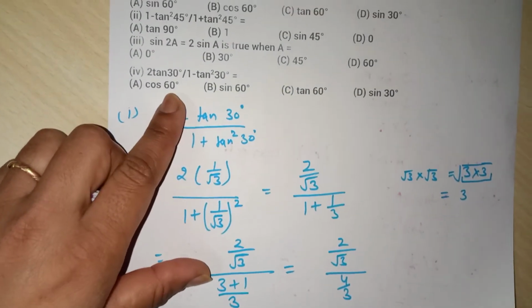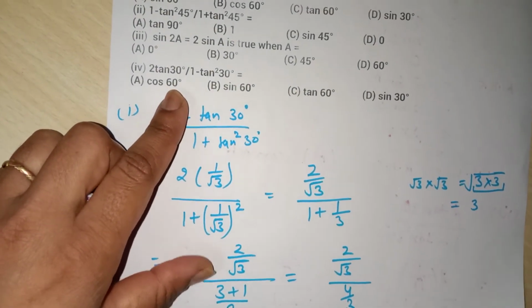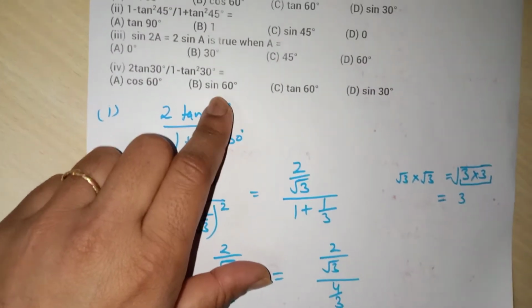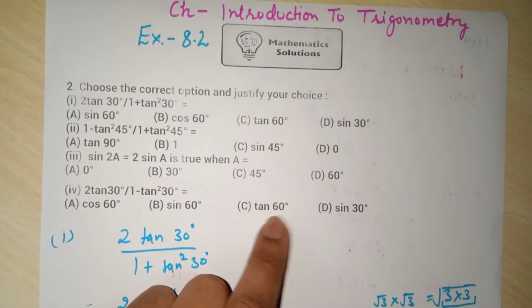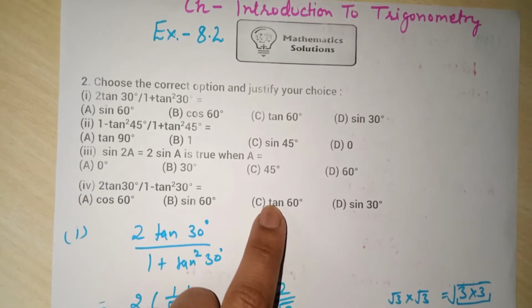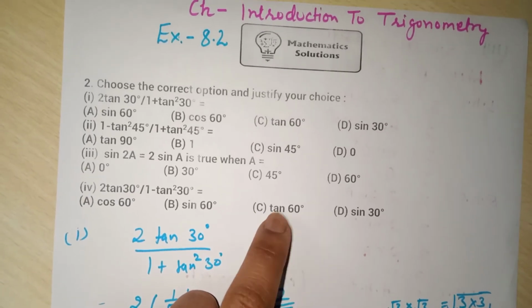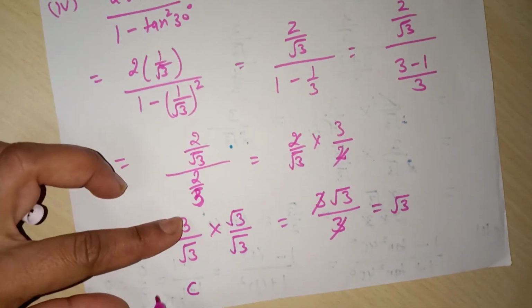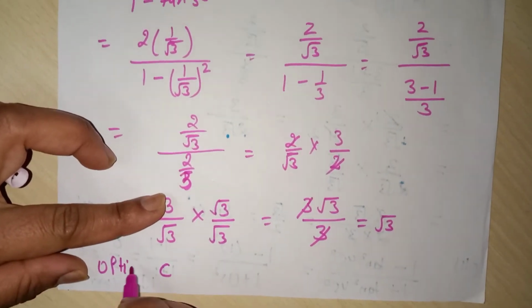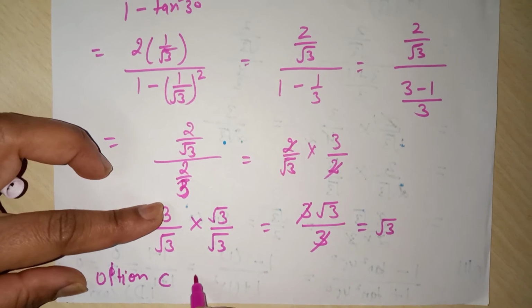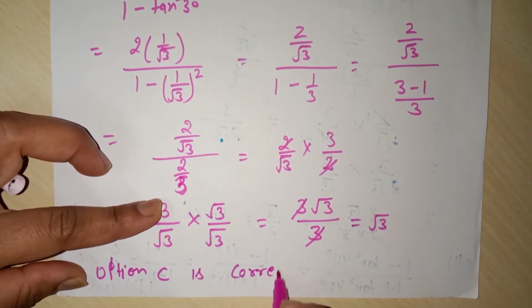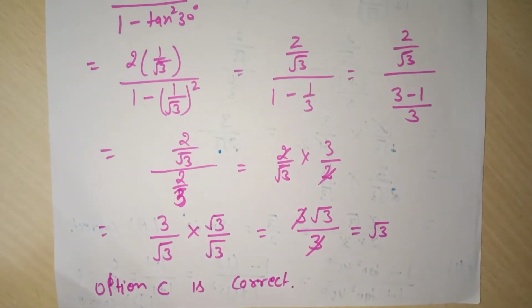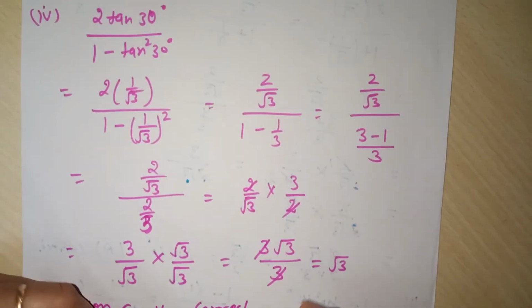Now let's find at which value of angle and which trigonometric ratio. Here cos 60 degree is 1 by 2, sin 60 degree is root 3 by 2, sin 30 degree is 1 by 2, and tangent 60 degree is root 3. Therefore option C is correct here. Now let's move to question number 3.